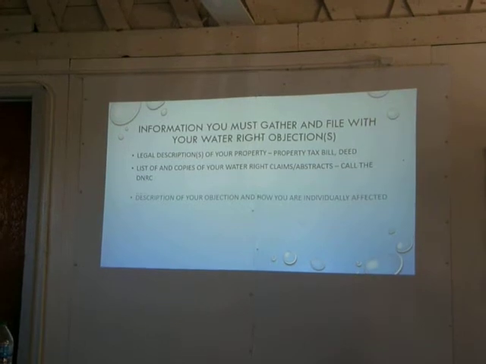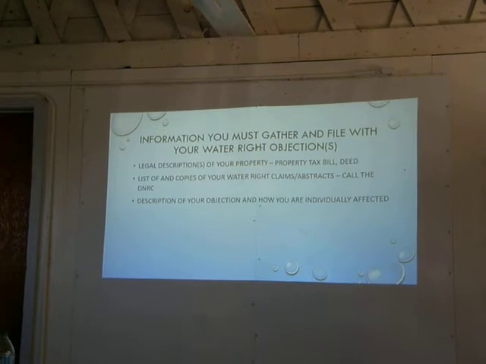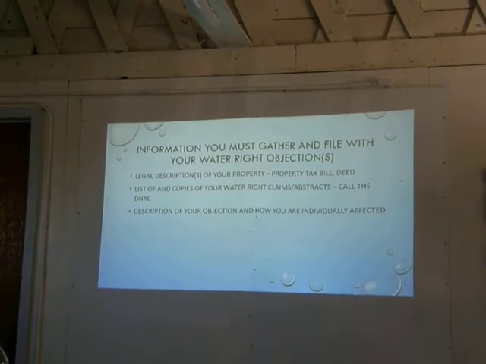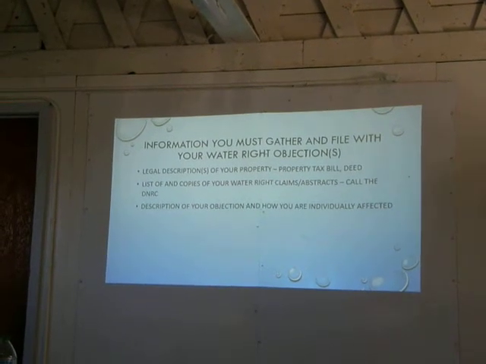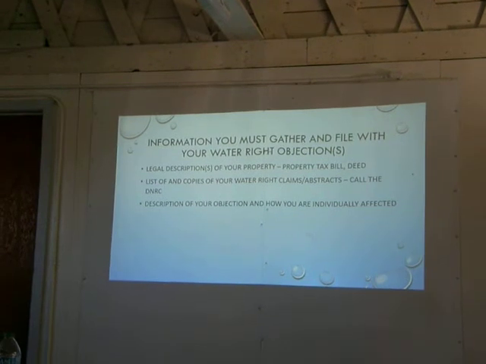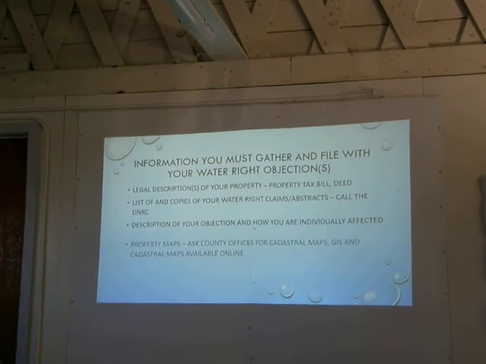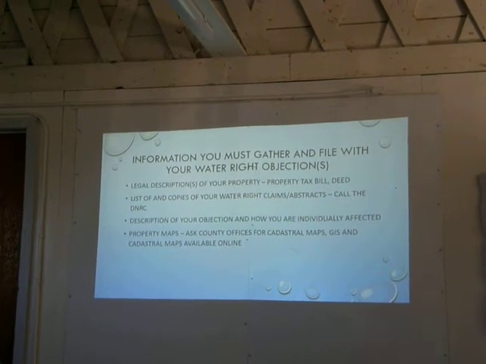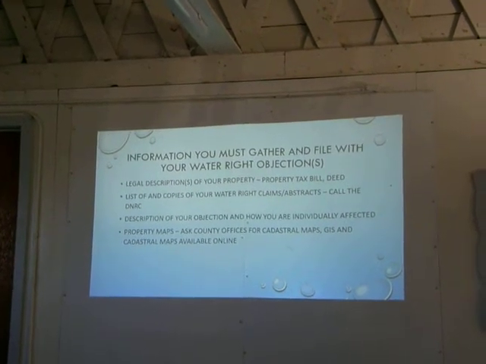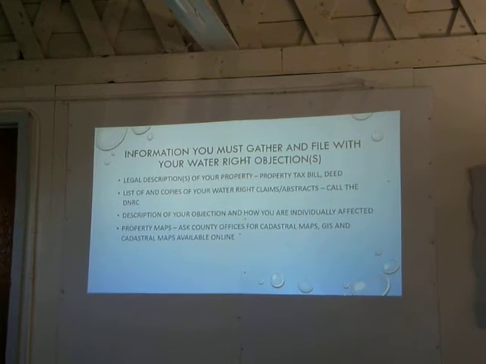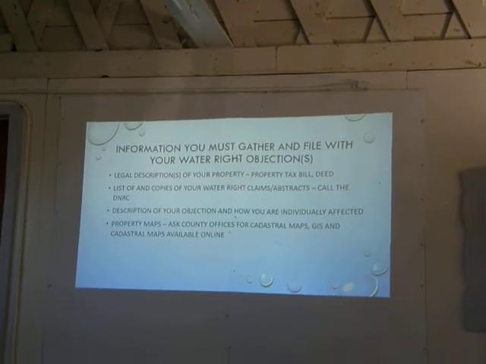Another thing you're going to want to include is a description of your objection and how you're individually affected. You want to write it concisely so they'll read it. If it's 3 pages long, they might just decide not to read it thoroughly. You want it to be something they will read thoroughly, but it has to be specific. You also need to include any property maps that you have. You can ask your county offices for cadastral maps. You can get GIS and cadastral maps also online. But this would be an important addition to your packet.